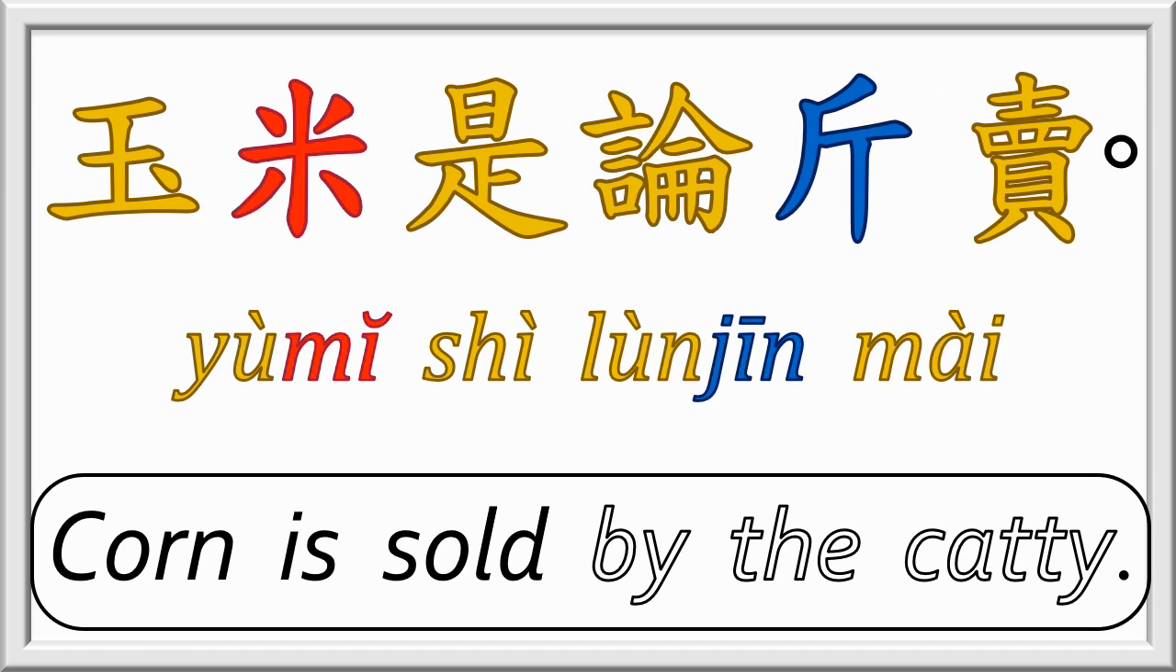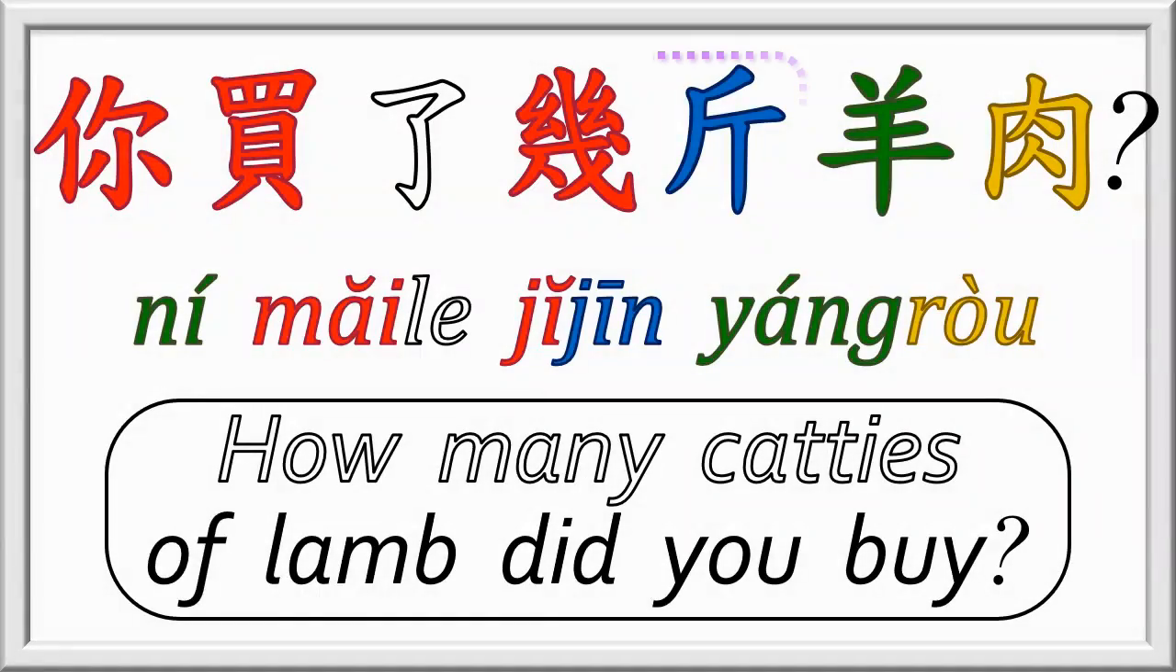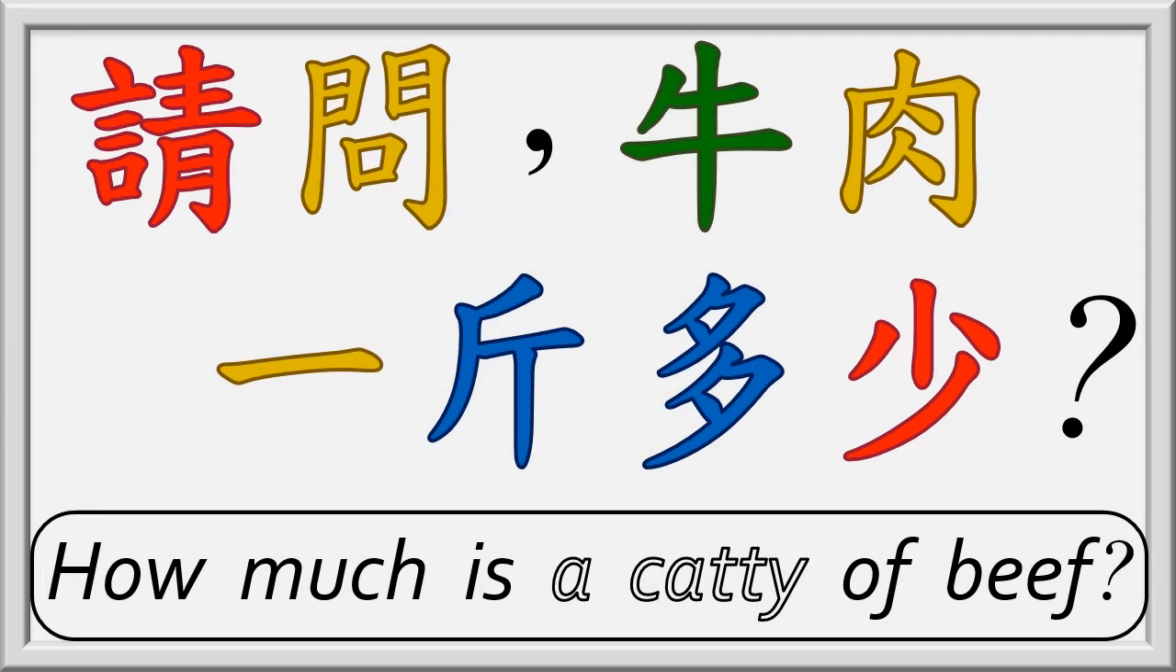玉米是论斤卖. Corn is sold by the catty. Notice the use of 论 for measurements to mean by, as in by the meter, by the kilogram, by the ounce. 你买了几斤羊肉? How many catties of lamb did you buy? 请问牛肉一斤多少? How much is a catty of beef?